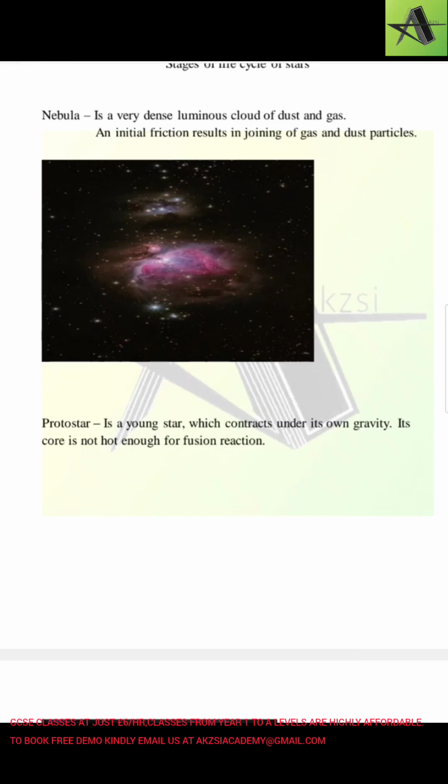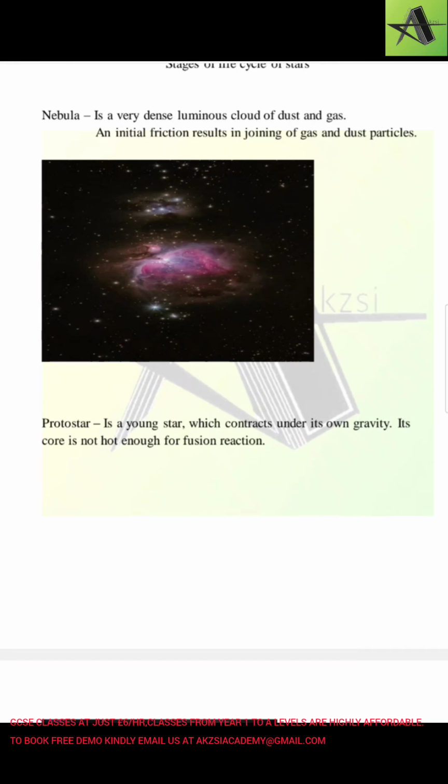Now the question is, why is this dense cloud luminous? The reason is nebulas are luminous because they emit or reflect light. On the basis of that, they are categorized as emission nebula or reflection nebula. If I talk about the emission nebula, they glow due to ionized gases. Now we know ionization is the process of forming ions. So this glow is due to the ionized gases, which are usually hydrogen.